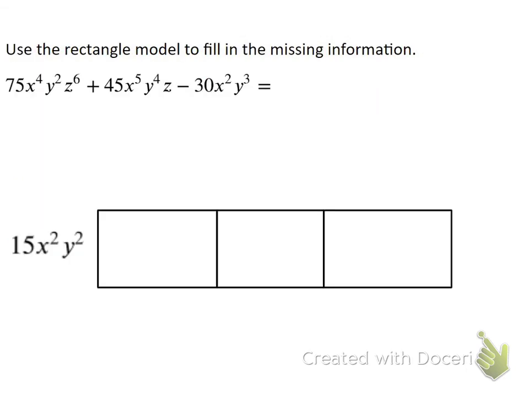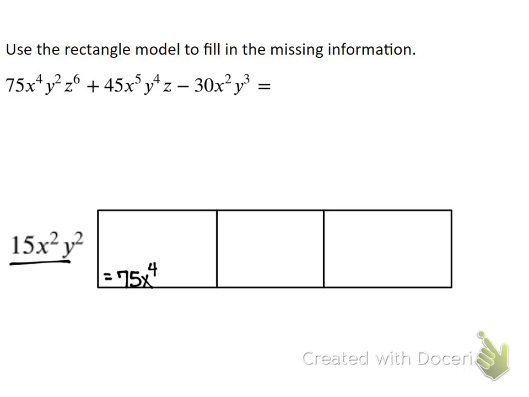Anybody? Yeah. Okay, so what information do I know about my area model here? What has been provided for me? Ben, tell me something. Your height and area. So I know my height, which is 15x squared y squared, and my area. Okay, and what's my area? The 75x to the 4th, y to the 2nd, and z to the 2nd. Okay, and that's the area of which rectangle? The first one. Okay, so I'm going to go ahead and write that in there.